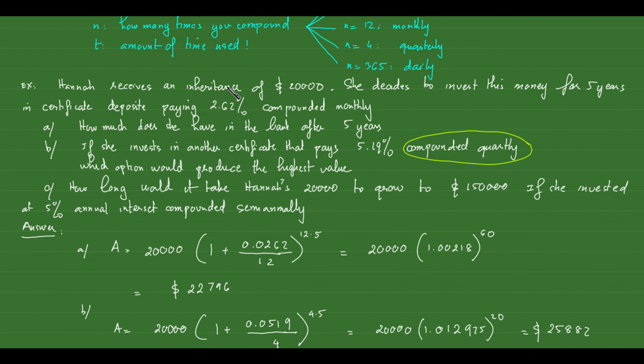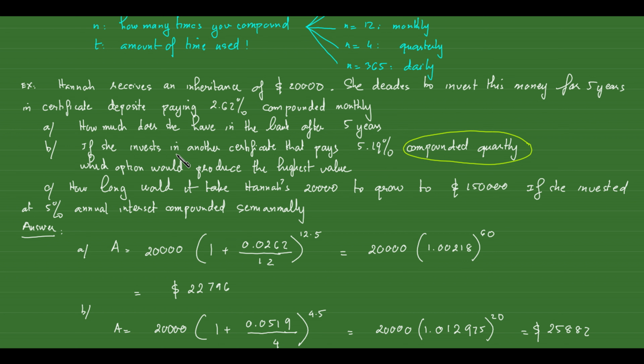Hannah received an inheritance of $20,000, and she decided to invest this money for 5 years in a certificate of deposit. It is one of the investments, and this one pays 2.65% compounded monthly. The first question is how much does she have in the bank after 5 years? I mean, how much does she accumulate after the first 5 years?